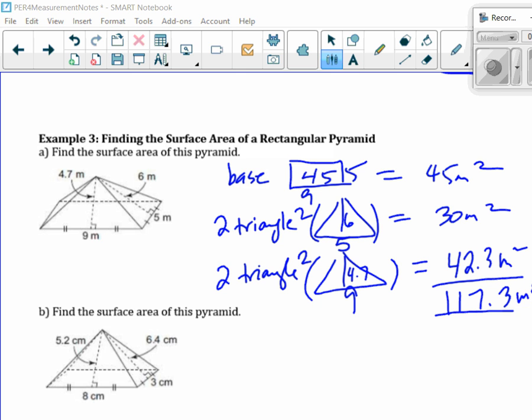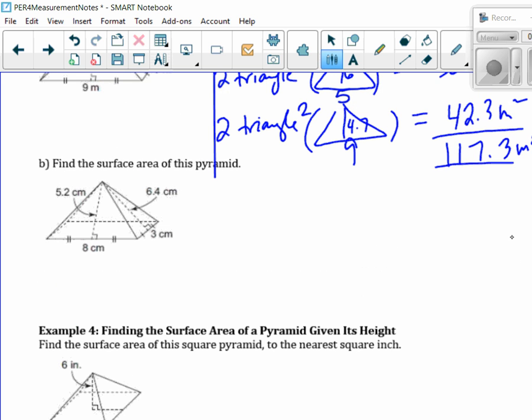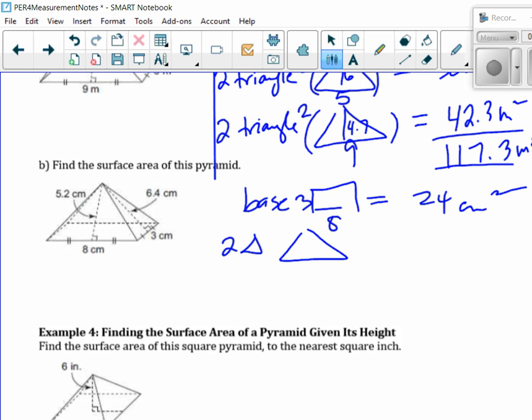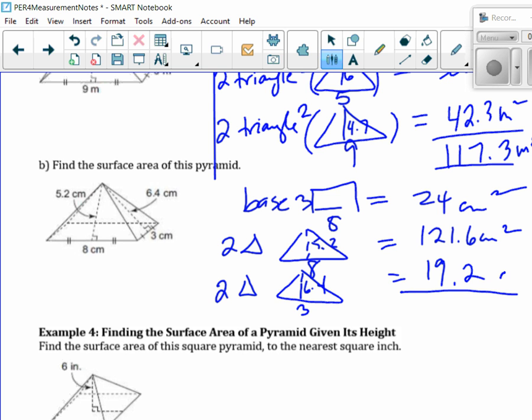Okay. Again, the base is 8 by 3, which is 24 centimeters squared. Then I have two triangles that are 5.2 by 8. So I get 121.6. And then I have two triangles that are 3 by 6.4, which is 19.2. I add them all up.